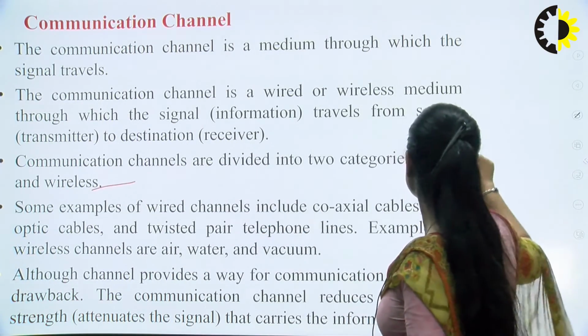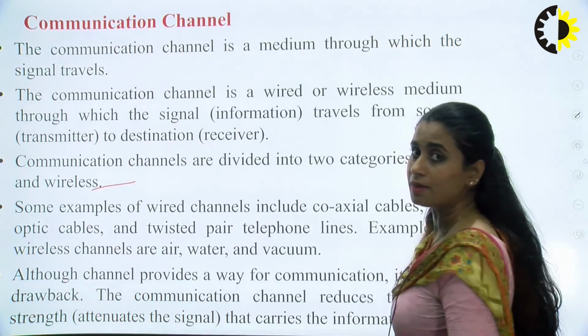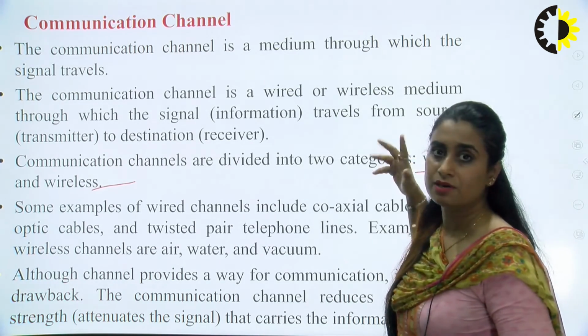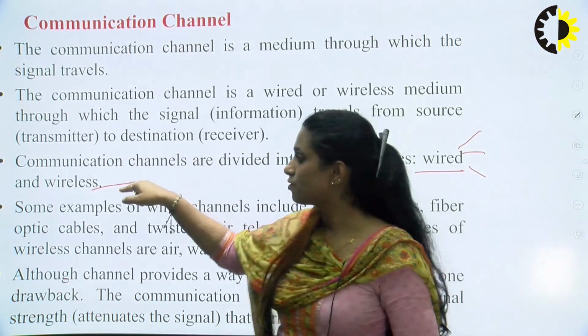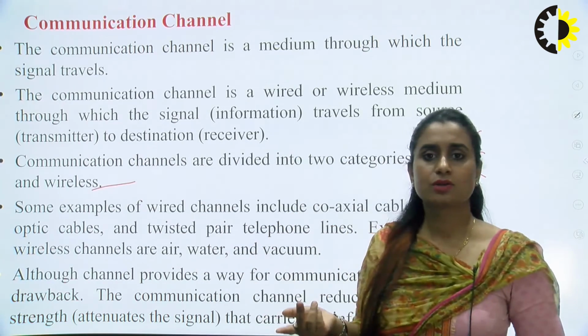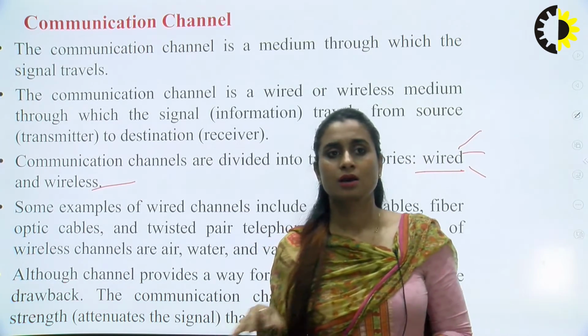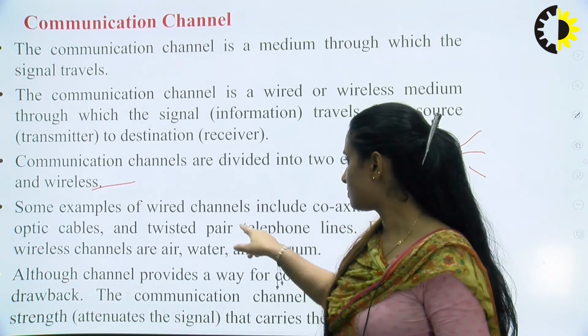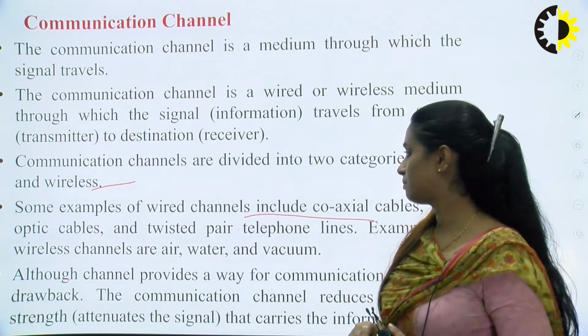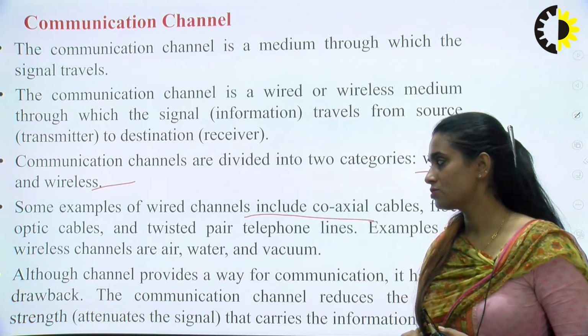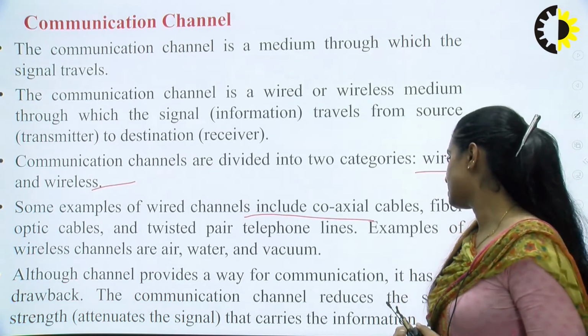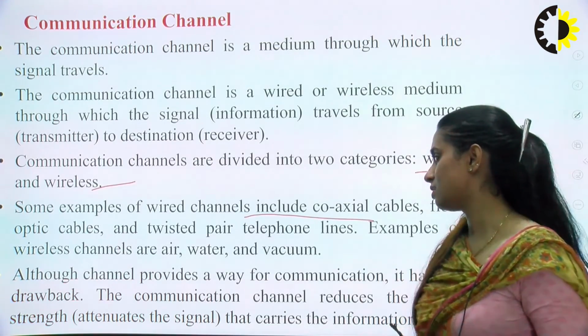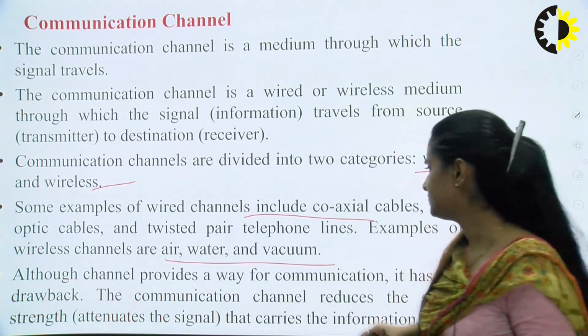If it is wired, copper cable, coaxial cable, optical fiber, these are the classification. On the basis of wireless, these are further classified on the basis of the frequency range, right? Ground wave, sky wave, space wave, and so on. Some examples of wired channels include coaxial cables, fiber optic cables, and twisted pair telephone lines. Examples of wireless channels are your air, water, and vacuum, right?